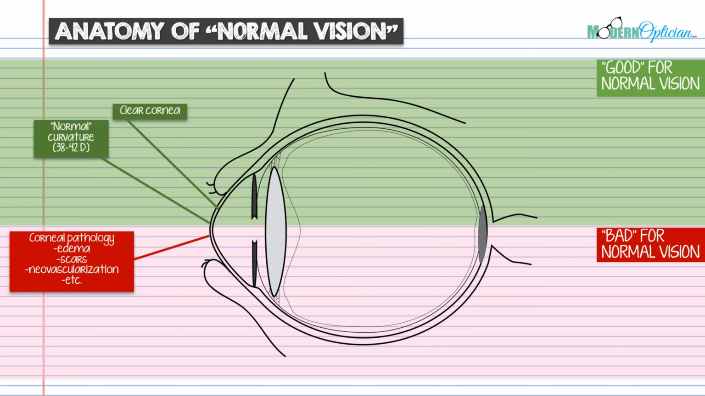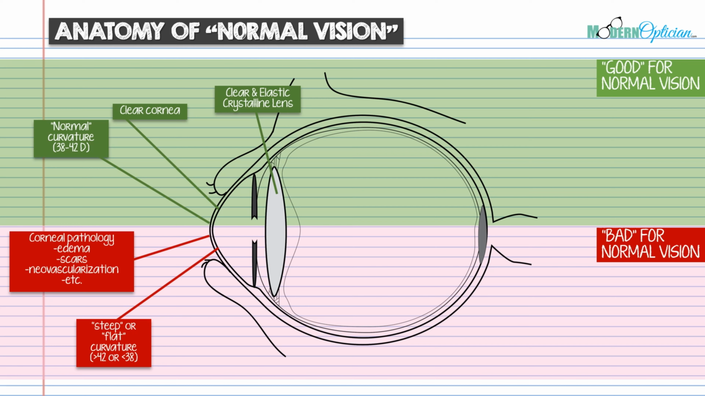So, any kind of corneal pathology, edema, which is swelling of the cornea, any kind of scars from injury or improper contact lens wear, neovascularization, etc. Any kind of corneal pathology will have a negative impact on normal vision. And what if the cornea is very steep or very flat, meaning the curvature is greater than 42 diopters or less than 38 diopters? This, again, will probably contribute to not normal vision.